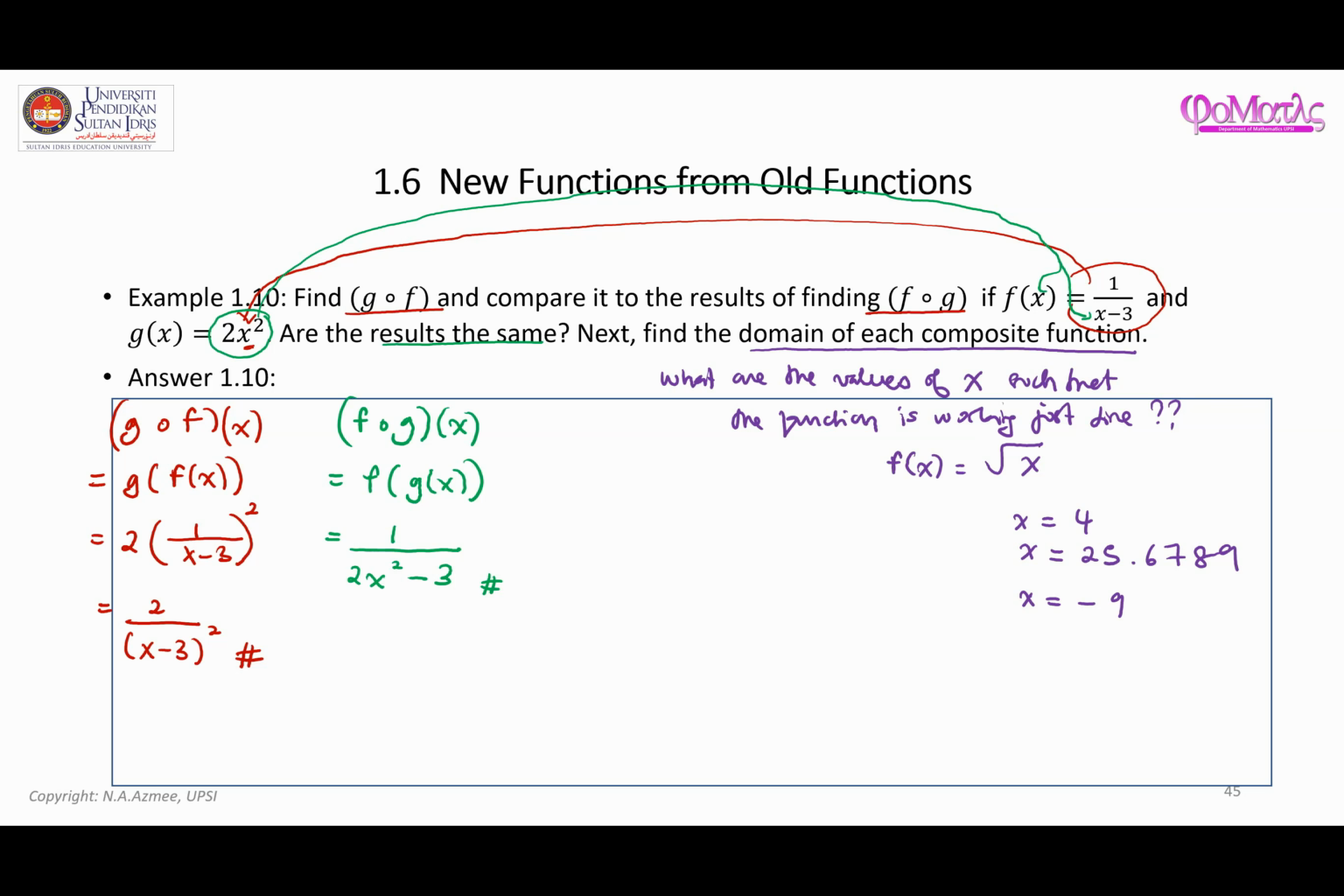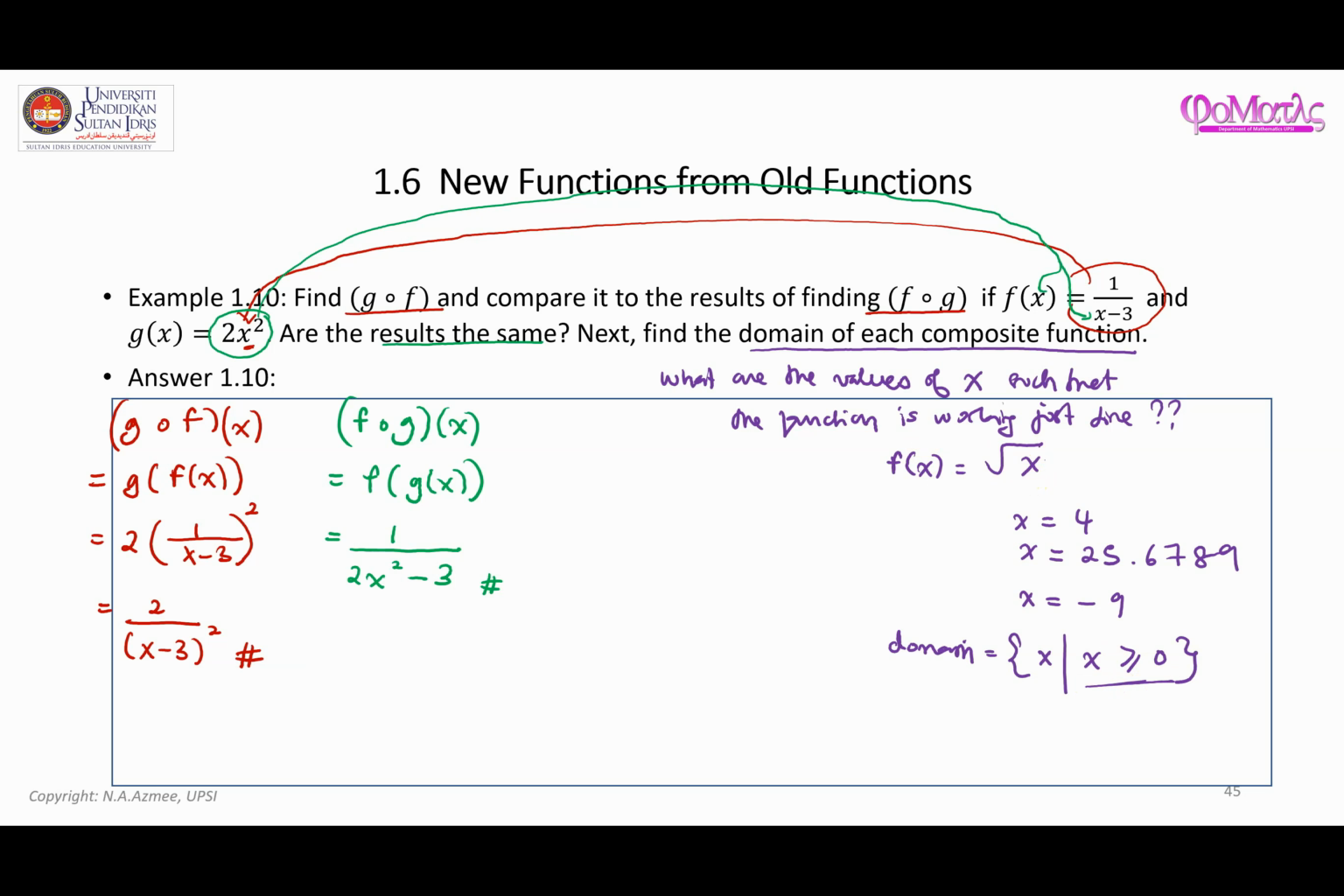Therefore, when you talk about the domain, you are trying to come up with all the possible values of x such that the function is working just fine. So in this case, I can say that my domain is going to be the values of x where x is greater than or equal to 0. These are the only values where the function here is working. If you consider negative values, then the function is not working anymore.